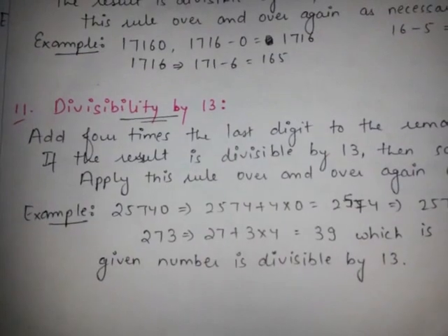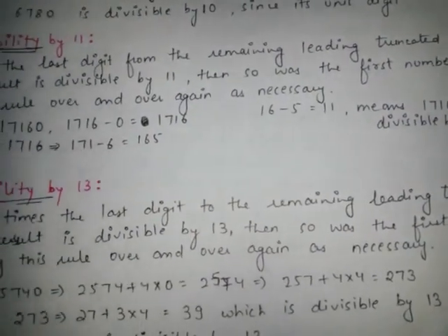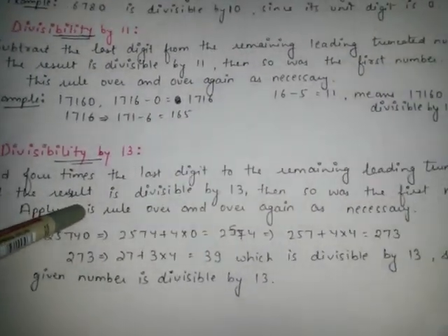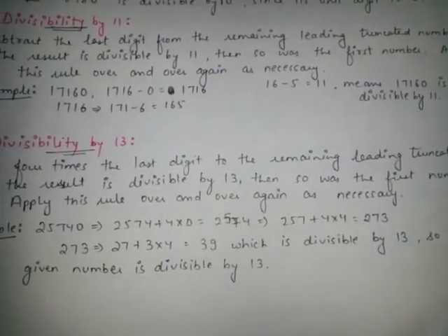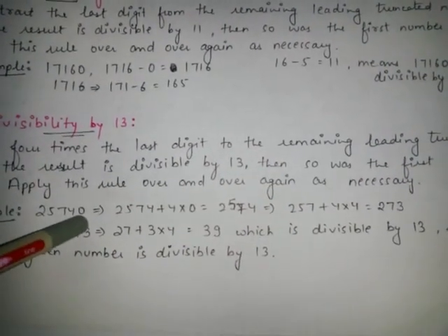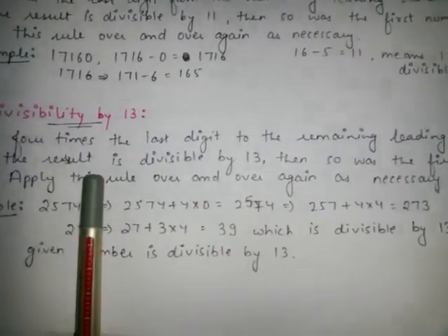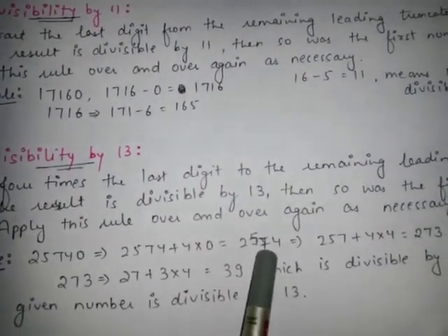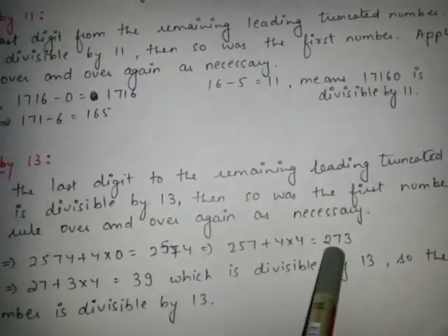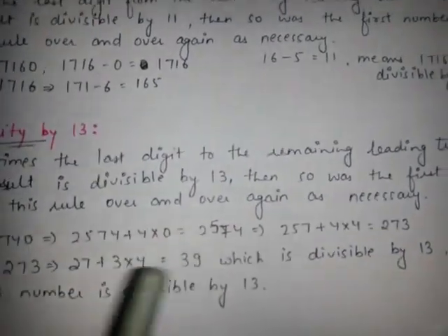For checking divisibility by 13, we have to add 4 times the last digit of the number to the remaining truncated number. If the result is divisible by 13, then so was the first number. Apply this rule over and over again as necessary. Let's take an example. In this, 0 is the last digit, and we multiply it by 4 and add it to the remaining truncated number, which is 2574. After addition, we get 2574, and again we get 273, and again performing this operation we get 39, which is divisible by 13. Hence the number is divisible by 13.